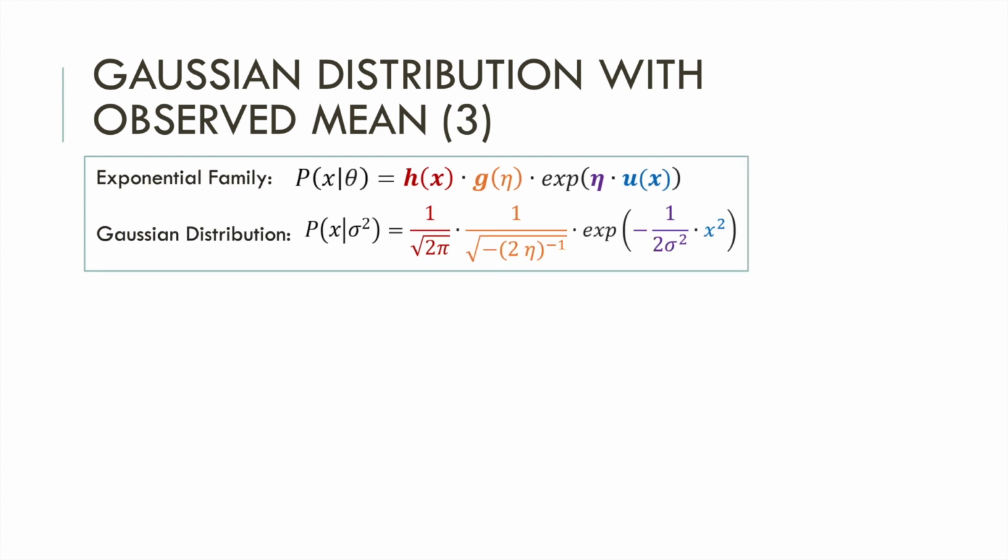This is what the whole equation looks like now. So now we have proven that the Gaussian distribution takes on the form of the exponential family, and therefore it is part of the exponential family. These are the components. That's it.